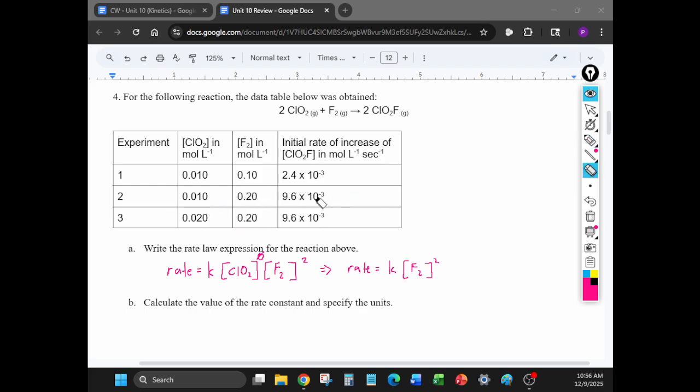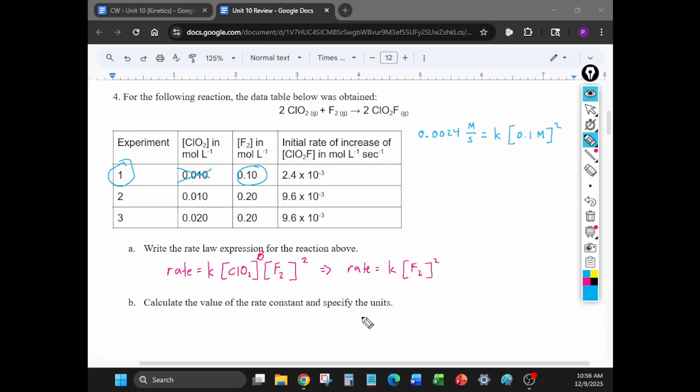We just need to plug in our values. So I'm just going to pick a random trial. Let's just pick 1 just because it's the first one. So we're going to plug in our values. The rate is going to be 2.4 times 10 to the negative 3, which is the same thing as 0.0024, and it is molarity per second, is equal to K. And then our concentration of F2 is 0.1, so 0.1, but concentration is molarity, squared. Now, we don't care about ClO2 because it is 0 order. It does not affect the rate at all.